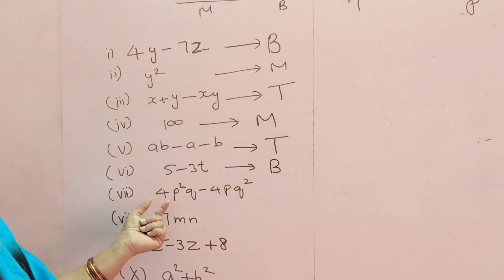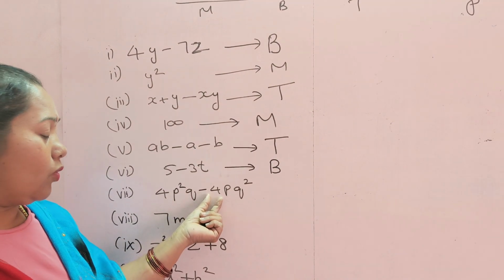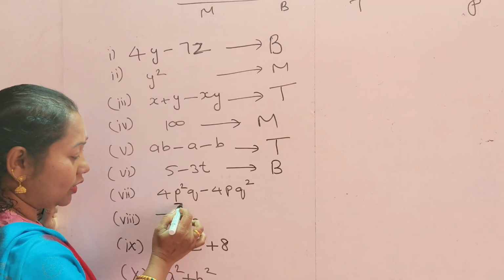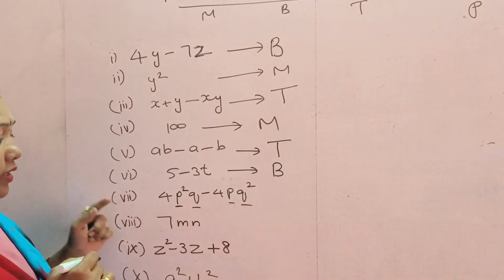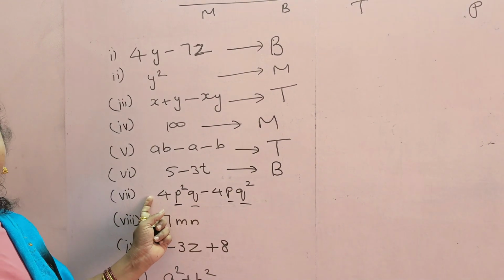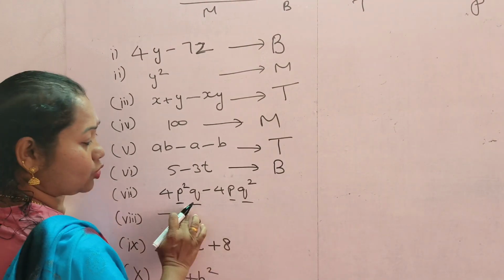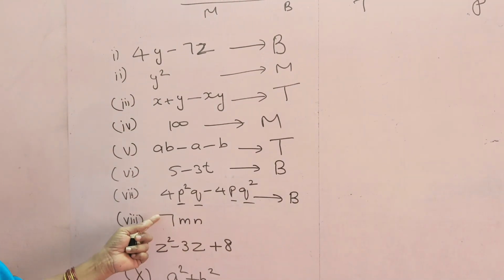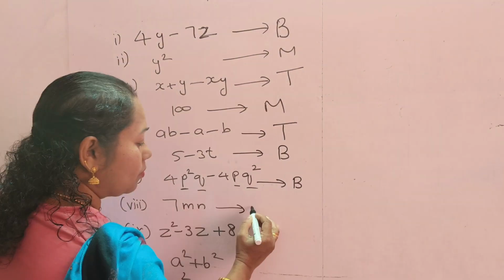Binomial. Now here let us see 4p squared q and this one 4pq squared. Here p squared and here it is p. And it is q and here it is q squared. That means both are different terms. So only the numerical coefficient is the same, but the variables are different. So since two terms are here, it will be binomial. Let us consider this one, 7mn. 7mn means single term. Single term means monomial.